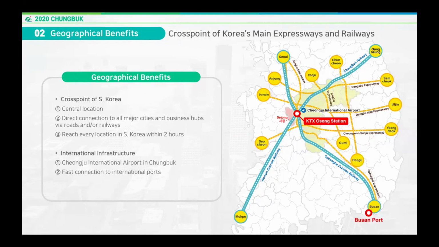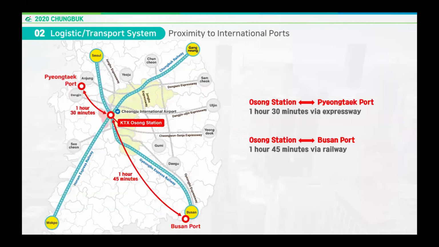Chungbuk is also well connected to international infrastructure. The province has its own international airport called Cheongju International Airport, which has flights to all major airports in Asia. And because Korea is a small country, the connection to international ports is no problem despite Chungbuk's central location. This highlights Chungbuk's great connection to international ports. From Osong Station, which is Chungbuk Province's high-speed railway station, it takes 1 hour and 45 minutes to Busan Port, and by expressway it takes 1 hour and 30 minutes to Pyeongtaek Port.